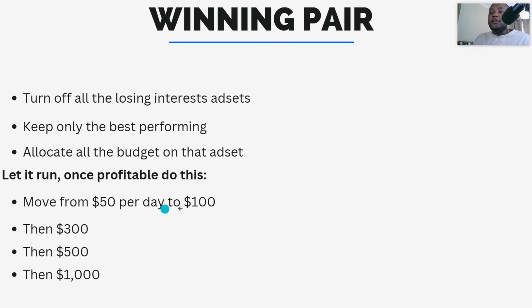So I go from $50 to $100, then from $100 to $300, then from $300 to $500, and then from $500 to $1,000. That's normally how I scale my ad campaigns, and I would do this within a week. Crazy, but it helps me really scale and make as much money in the market as possible with my ad campaigns.